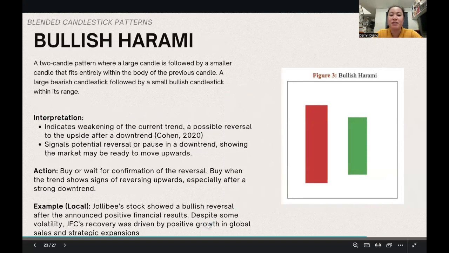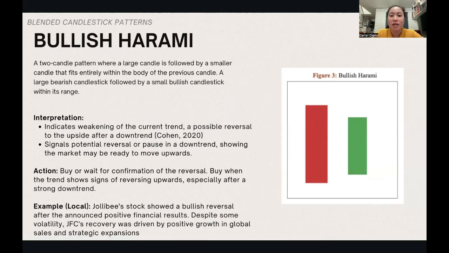The blended harami pattern. It literally means pregnant in Japanese, and this is a 2-candlestick pattern that shows indecision in the market. When blended, it represents a small candle inside the body of a larger one. So let's differentiate. First is the bullish harami. It is recognized when a large bearish candlestick is followed by a small bullish candlestick within its range. It indicates a weakening of the current trend and so signals a potential reversal to the upside after a downtrend.